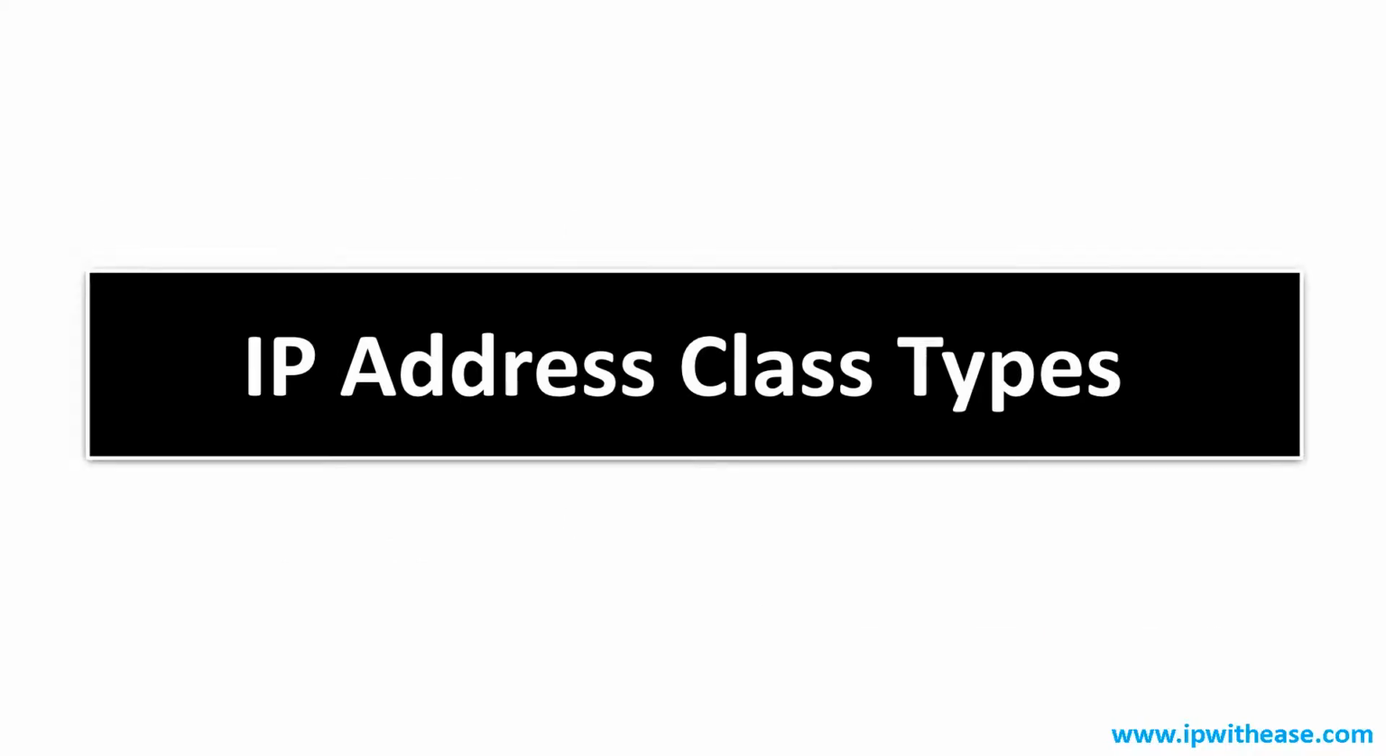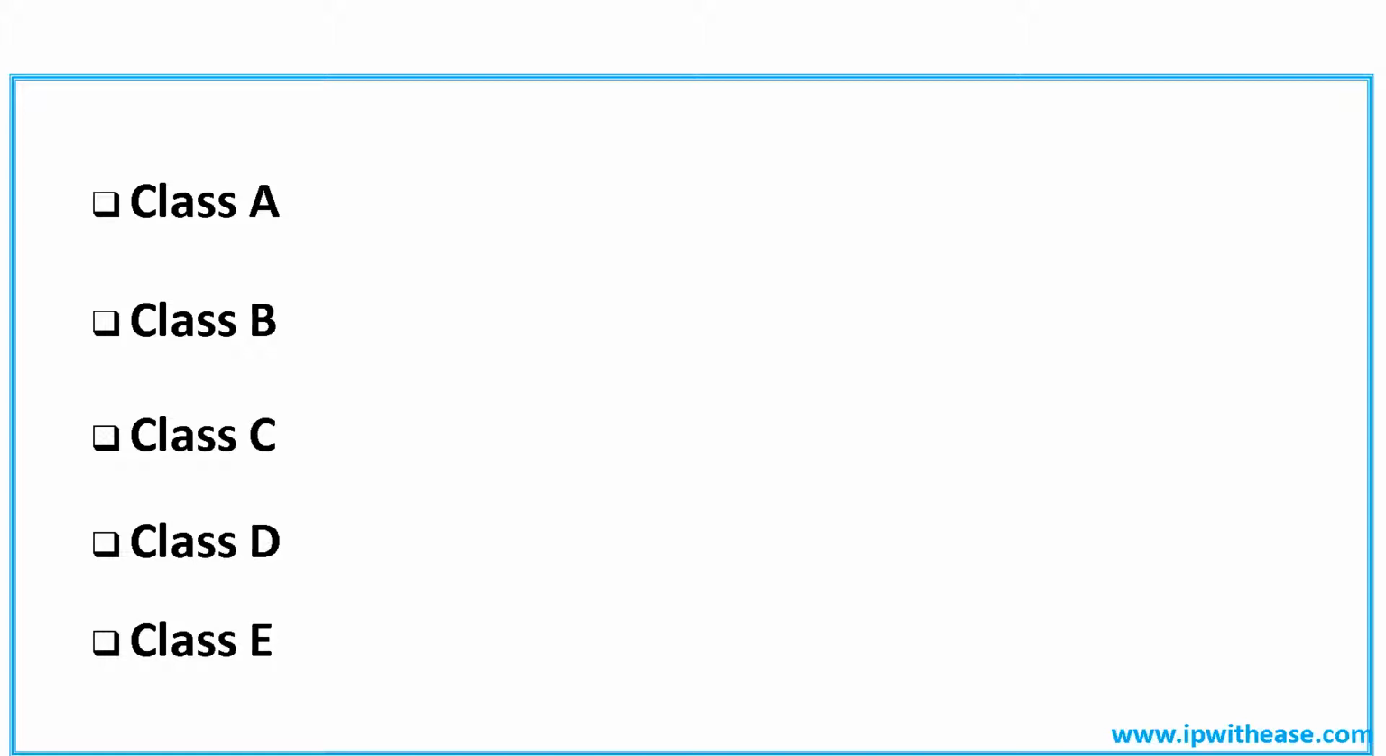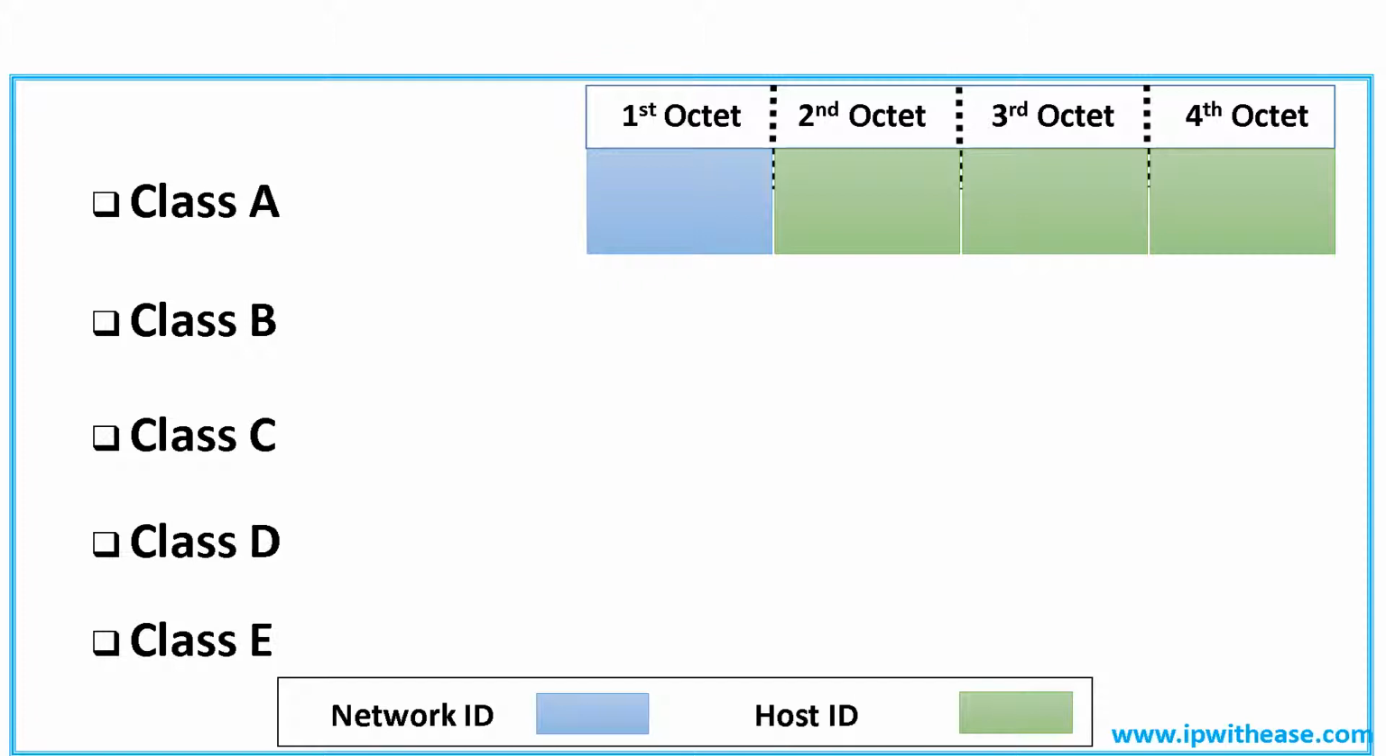In this section, we will discuss class types in IP addressing. There are primarily 5 classes in IPv4 addresses. The classes are based on the octets used. Class A includes the first octet as network portion and the rest of the octets belong to the host portion. The network portion of a Class A address ranges from 1 to 127. Class A can have approximately 16 million hosts.